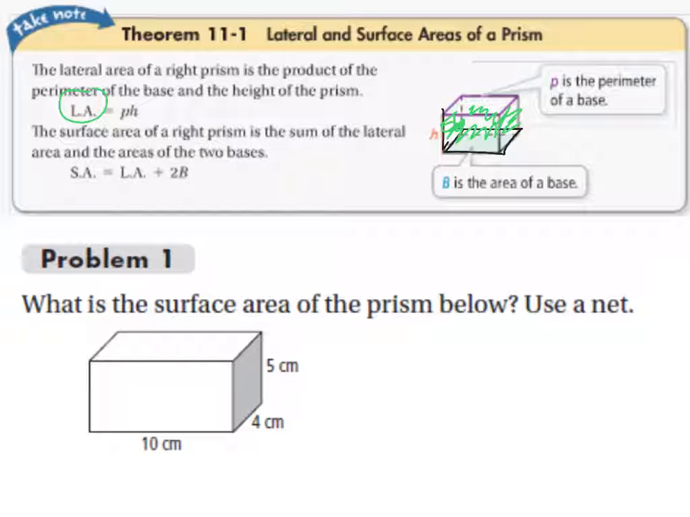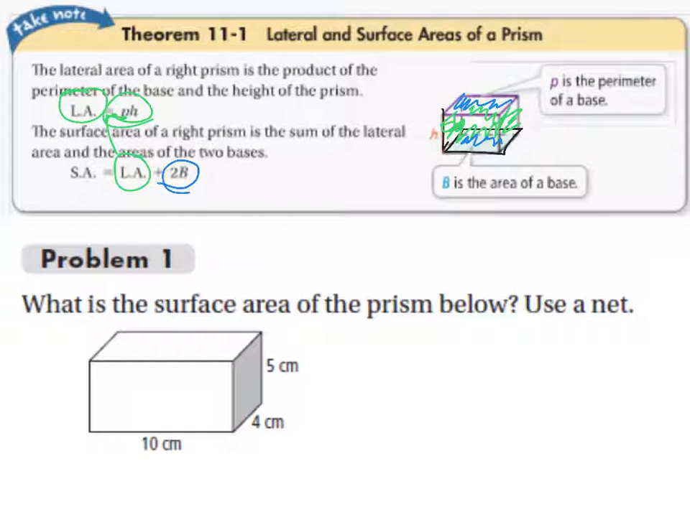To find the surface area of the right prism, we take the sum of that lateral area that we talked about, and then we're going to add to it the area of the two bases, so the base at the top and the base on the bottom. That's going to be this part right here. And again, we add that to the lateral area that we had before, which is perimeter times height.